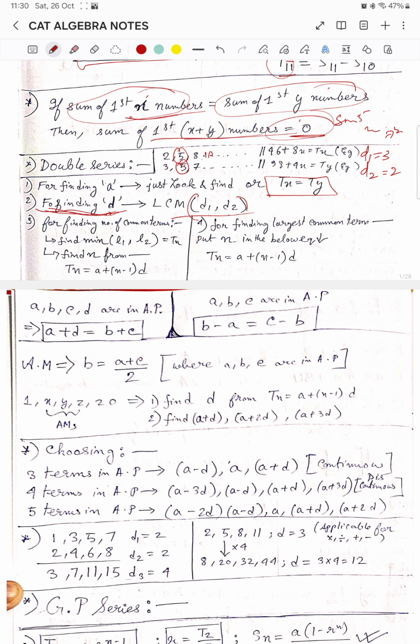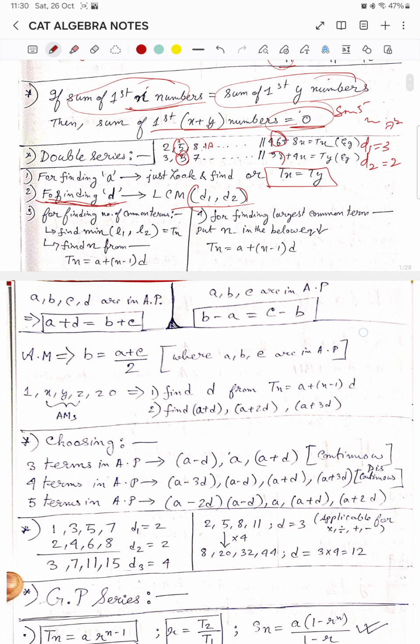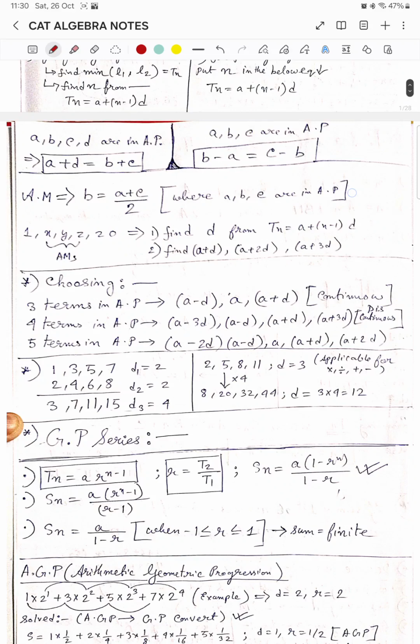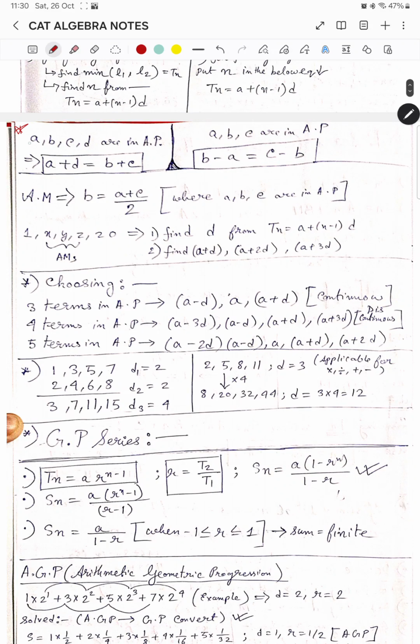Then you can put the last term, if at all he gives the last term, whichever is the common minimum last term, you can put that and find n, so that you can complete the series. And this was one of the properties.